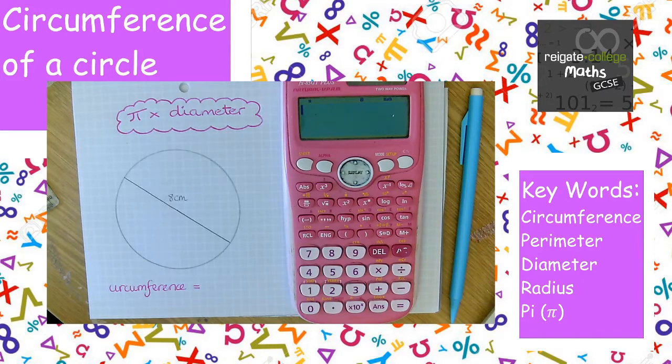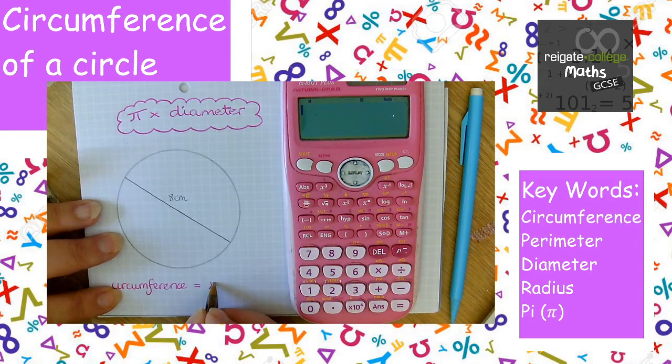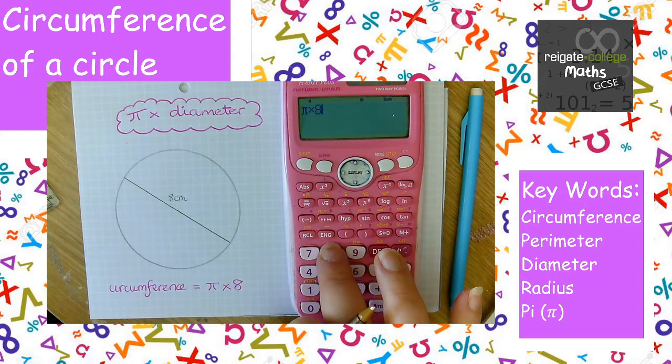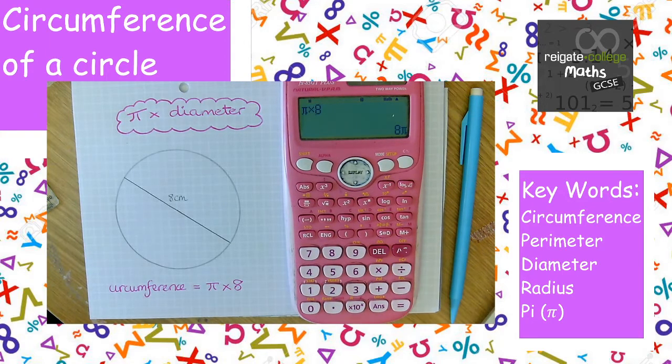In this question, we have the drawing of a circle and the indication that the diameter measure is 8 centimetres. If we are asked to calculate the circumference of the circle, we are going to multiply pi by the diameter. On the calculator, we're going to key in the symbol for pi multiplied by the diameter. When we press equals, we'll get a display that says it's 8 pi.